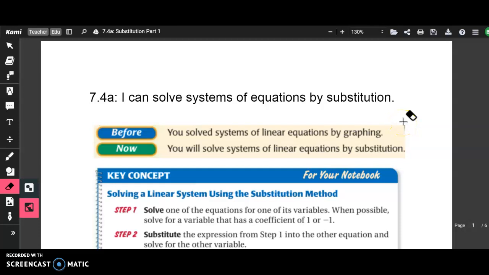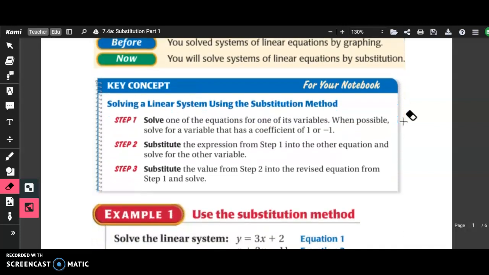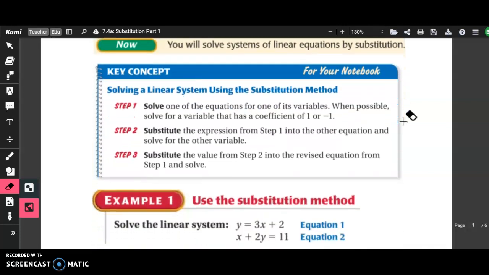This lesson is on solving systems of equations by a method called substitution. Before, you solved systems of linear equations by graphing; now we're going to use a method called substitution. If you look in this key concepts section, it tells you the steps to solve by substitution, but we're going to go through these steps one by one so we can get a better understanding of how to solve these equations.